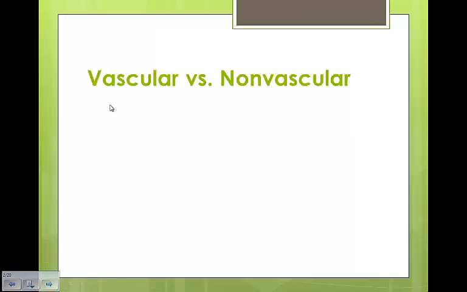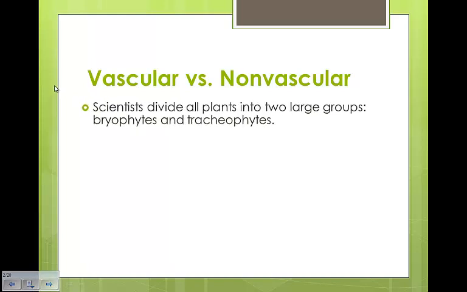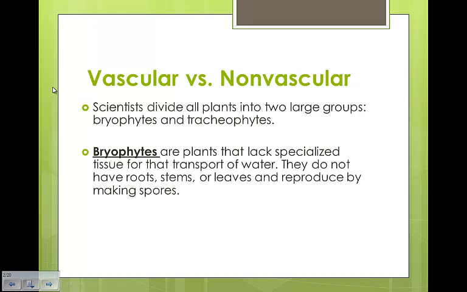All right, today we're going to begin plants with vascular versus non-vascular. Scientists divide all plants into two large groups, bryophytes and tracheophytes. Now, when you think of trachea, what do you think of? Like your throat, okay? So your throat would be a passage, and so you'll see where that fits in.